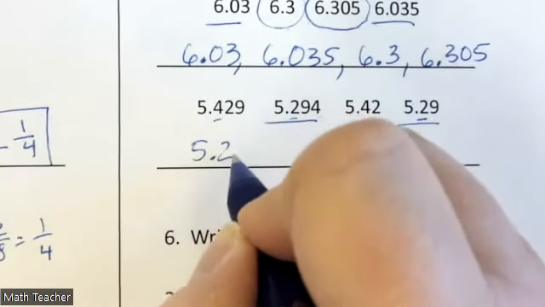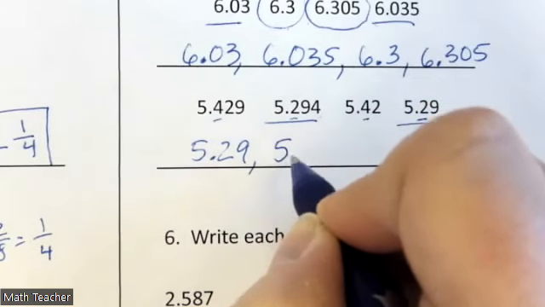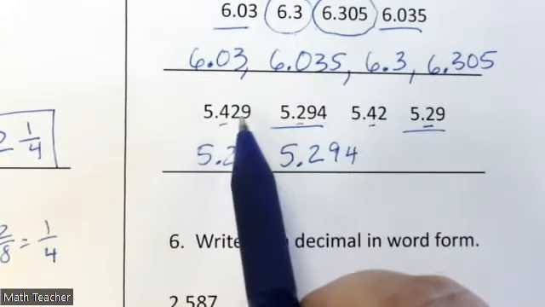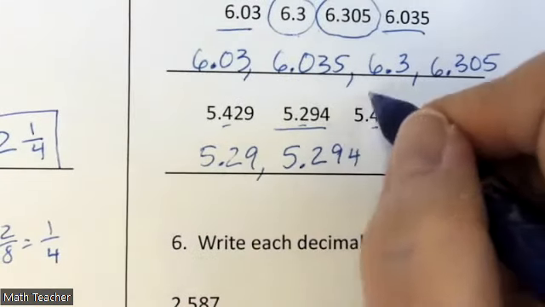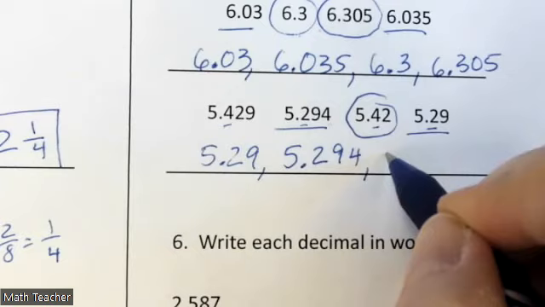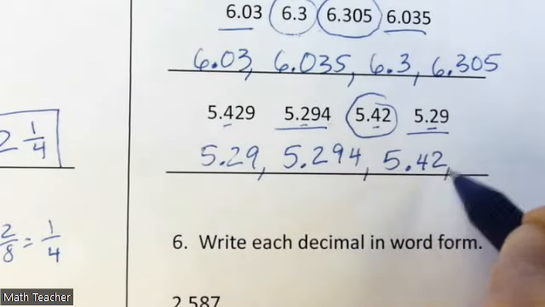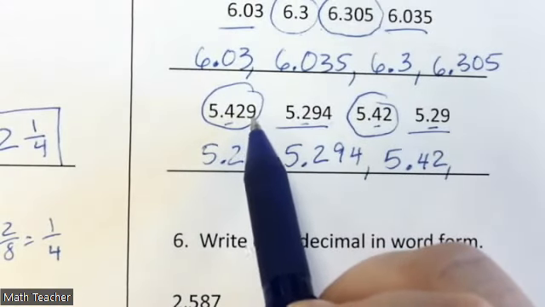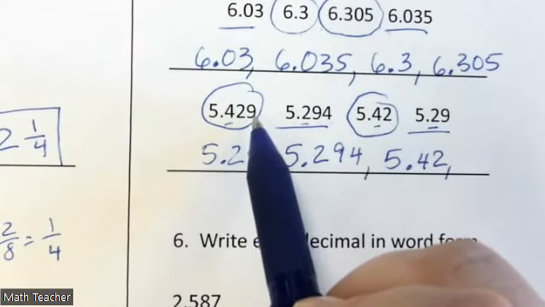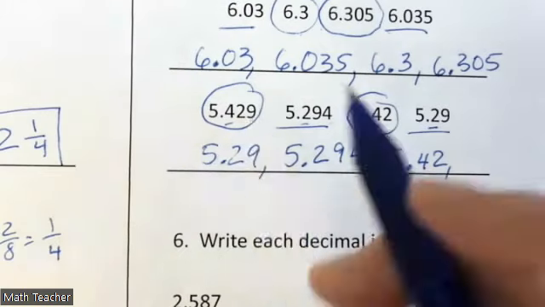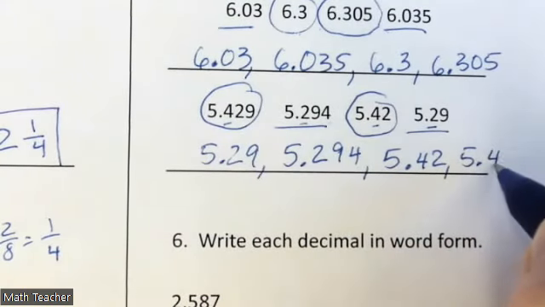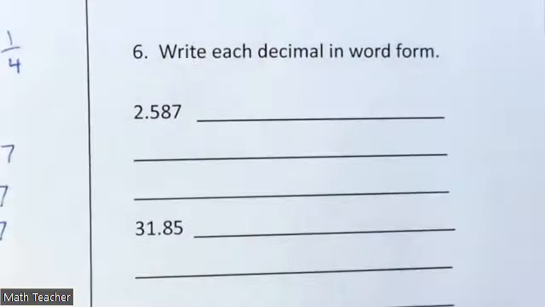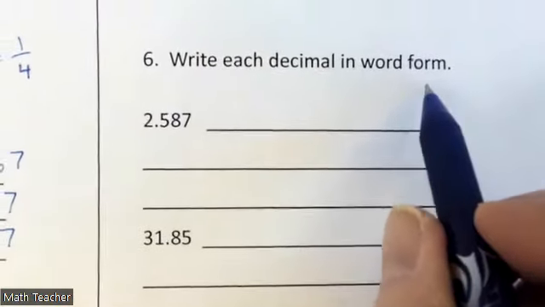So we have 5.29 followed by 5.294. And then we'll look at 5.42 and 5.429. 5.42 is a little smaller, 5 and 42 hundredths. 5.429 is 9 thousandths larger, so just a little bit larger, 5.429.